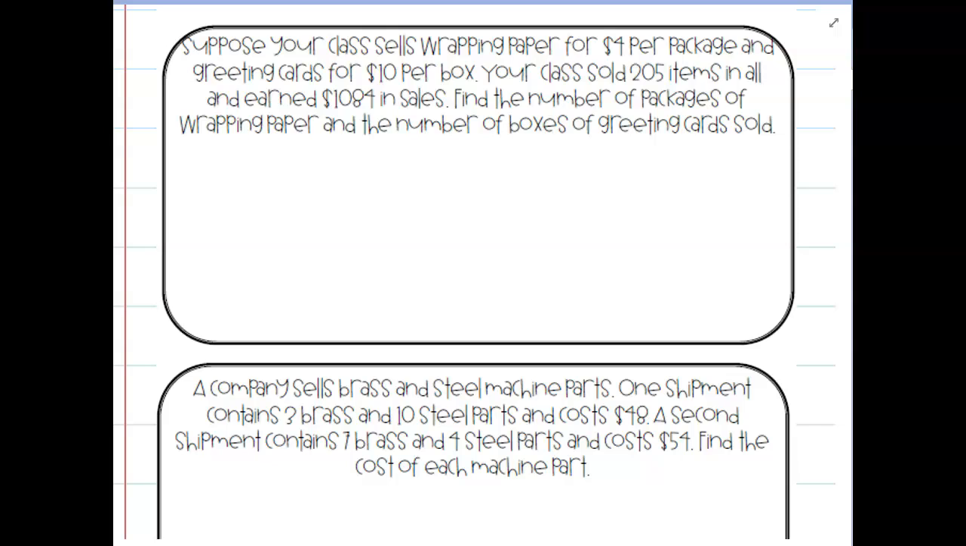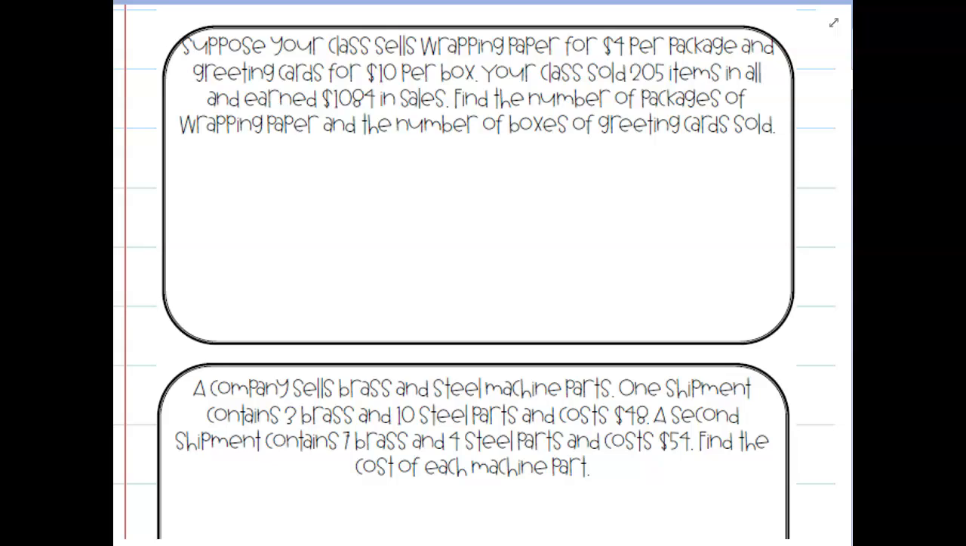And actually, the easiest way to figure out what your variables are going to be, almost always, is that last sentence, because that last sentence almost always says, find this. If you look at the last sentence, it says, find the number of packages of wrapping paper and the number of boxes of greeting cards. Those are the two things I'm trying to find. Those are my two variables.